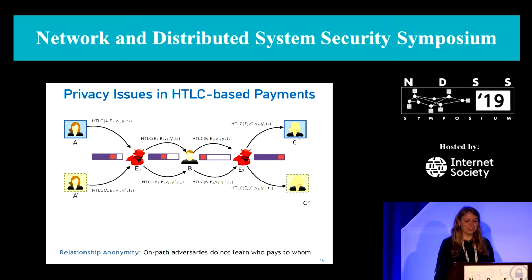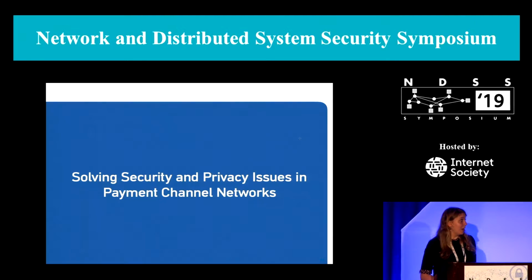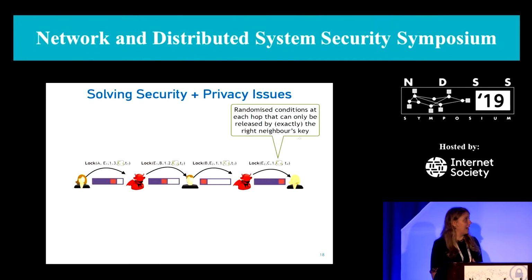Intuitively, we would like to have the security notion that an on-path adversary cannot distinguish two concurrent payments that are ongoing. But when we have a look at the construction of the HTLC, we have this condition that is the same over the whole path. So it acts as a unique identifier of a payment. When we have an on-path adversary, he can easily distinguish the two payments by looking at the conditions, which differ.